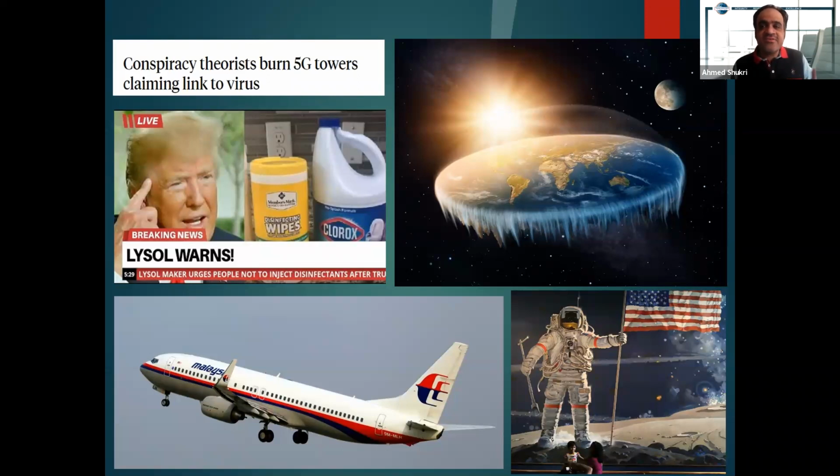Another example is a very recent one, is when the previous US President, Donald Trump, prophesied that drinking Lysol and Clorox can kill the coronavirus, for example. That was another example of inductive statement. Even the 5G towers and the link with the virus is another inductive statement. The Malaysian airplane that disappeared, there was a very irrational, illogical opinion that the airplane landed safely somewhere in Africa, and the passengers are enjoying their own life there.